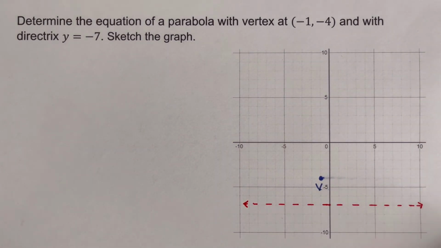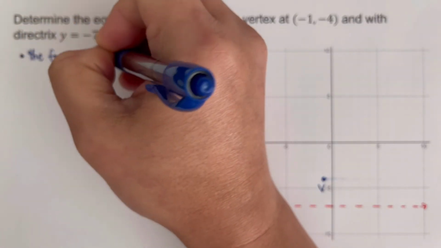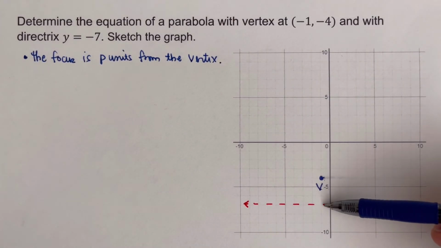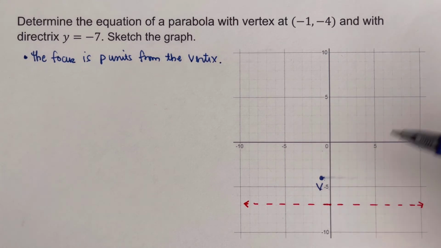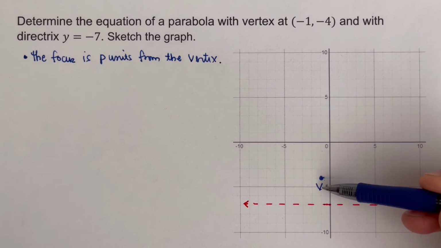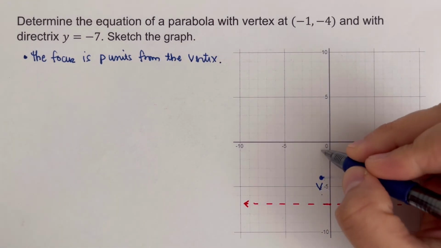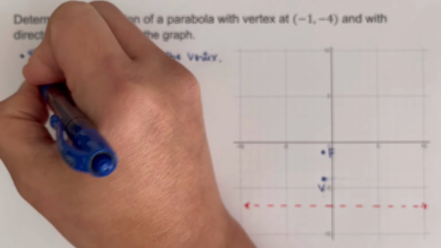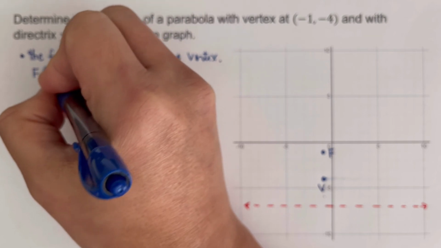Now we remember that the focus is p units from the vertex. I'm going to write that statement up here. Now we remember that the distance from the vertex to the directrix is the same distance from the vertex to the focus. They're just on the opposite side from the vertex. So from here, we can say that our directrix is located 1, 2, 3 units down. So I go 3 units up: 1, 2, 3. So this is where our focus is located. We can go ahead and say that the coordinate of the focus then is (-1, -1). So I'm going to write that up here.